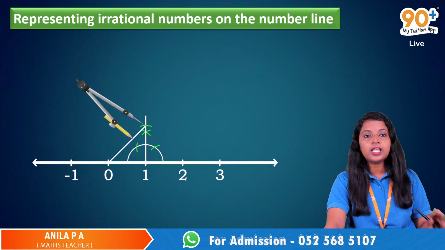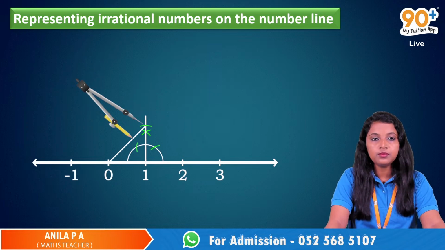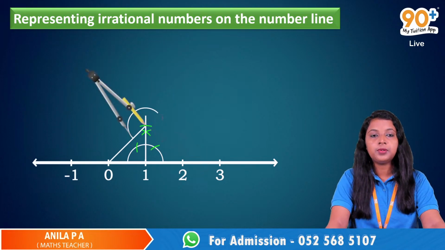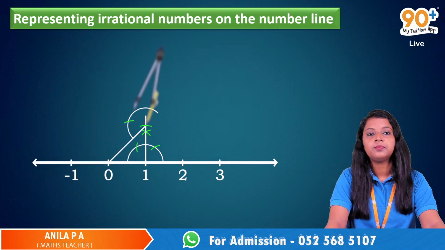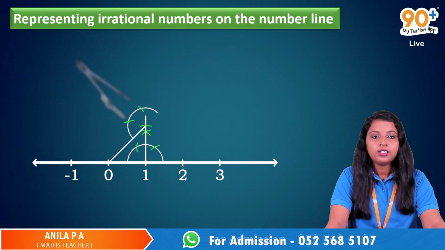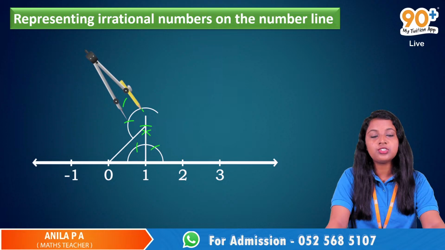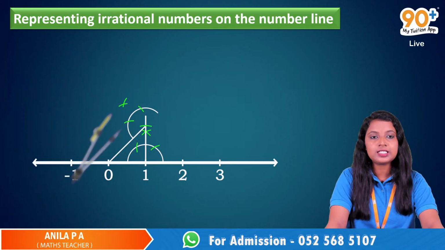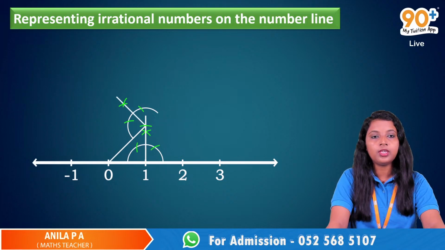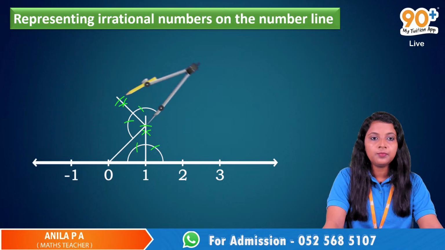But in order to draw root 3, we again draw a perpendicular line there. We are repeating the same steps. Instead of that, you can use a protractor, that is fine. I will show you another video. So a perpendicular line, and now again we have to mark 1 centimeter.